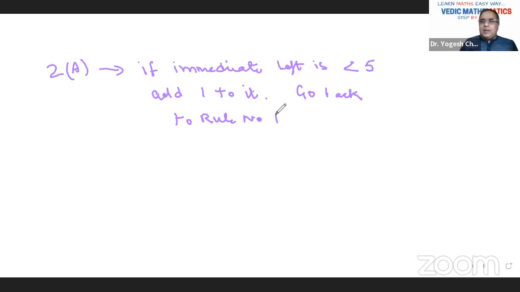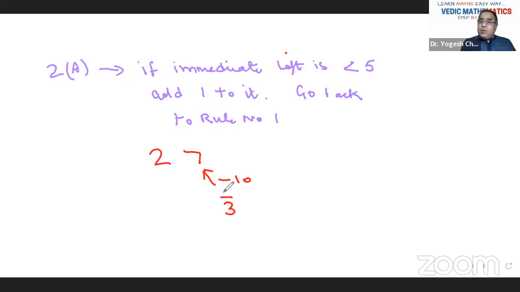Okay. Now let me explain. So I took number 27. First I checked the unit place. The unit place is greater than 5, so what do we do? I subtracted 10 from it. This gives me 3 bar. So my rule number 1 is done.